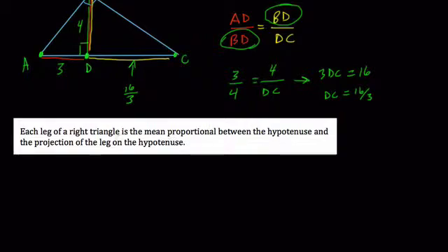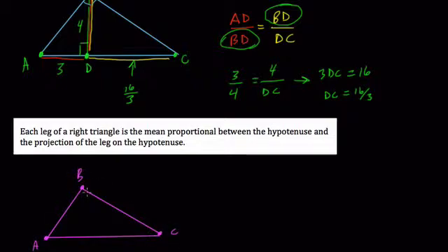Each leg of a right triangle is the mean proportional between the hypotenuse and the projection of the leg on the hypotenuse. So here's another description of what's happening in this special scenario. So we draw a right triangle again to understand this, and once again label our points A, B, and C. So here's A, here's B, and here is C. And as a right angle, we drop the altitude down. Okay, it's at point D, forms a right angle.